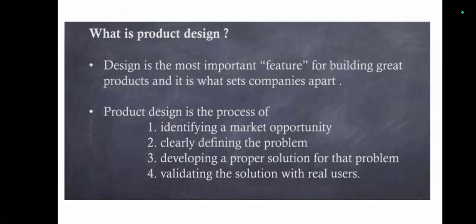Next one. So what is product design? Design is the most important feature for building great products, and it is what sets companies apart. If you see Alfa Romeo, Benz, BMW, these cars have certain design criteria we can identify without looking at the tag. By the design itself we can identify. So this is the identity of a company.